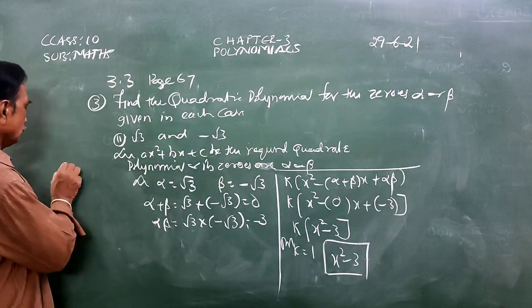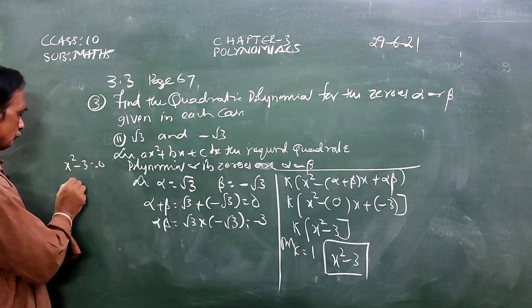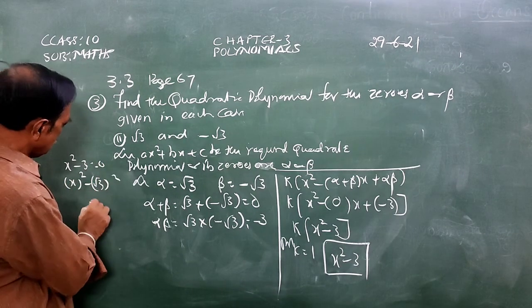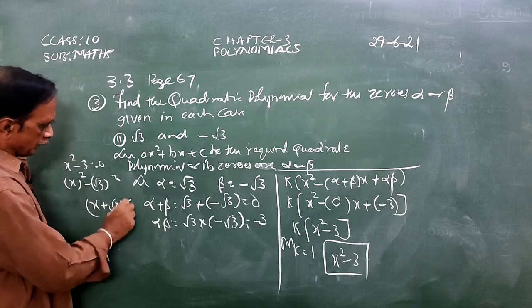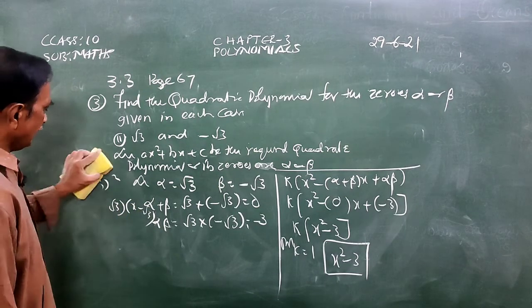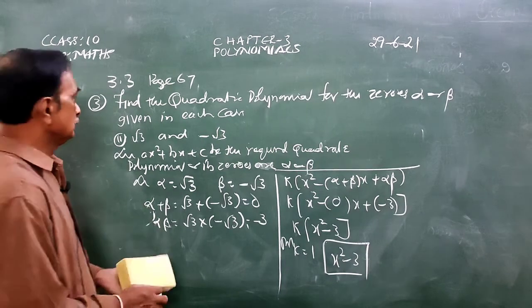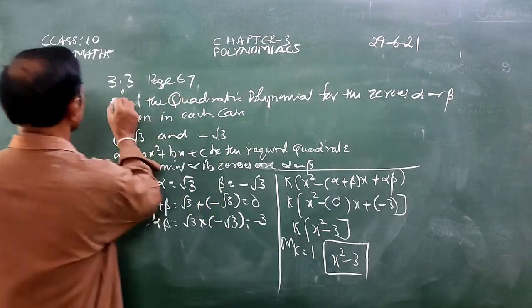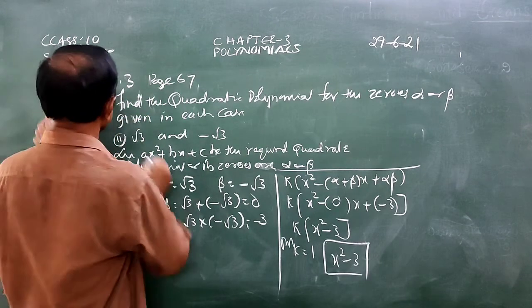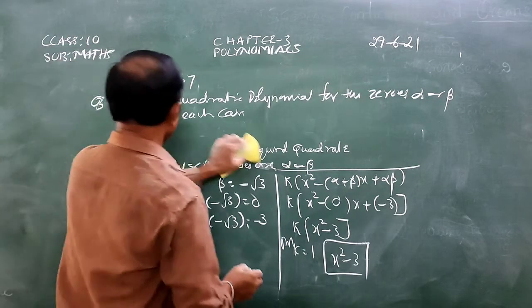Check if you want to. x whole square minus root 3 whole square, that is x plus root 3 into x minus root 3. Now what are the zeros? Minus root 3 and plus root 3. Yes? Now we take the third one.